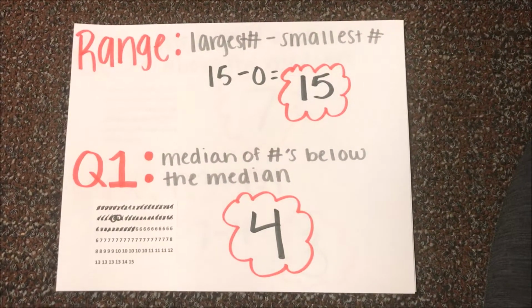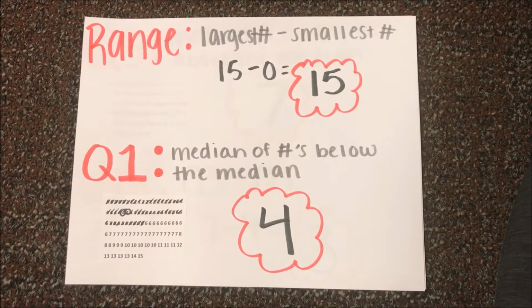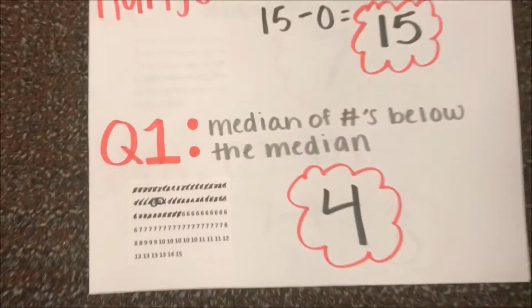Next, we're going to be looking at our Q1, which is our quartile 1, which is the median of the numbers below the median. When you take a look at our data set, we went to the first half and took the median of the numbers, which gave us 4.